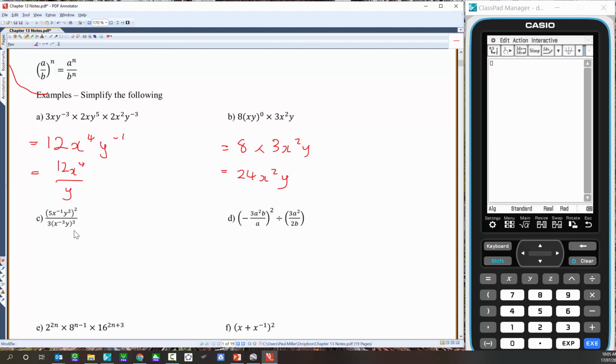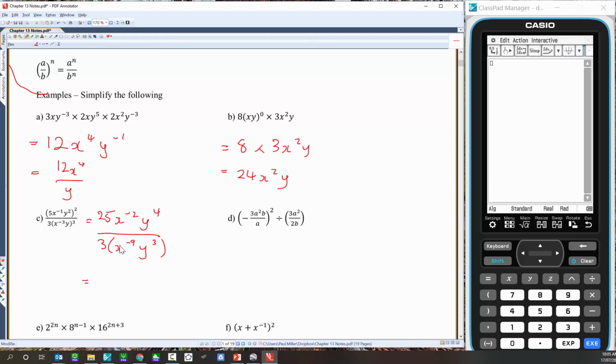All right, looking a little bit nasty here, this one, so let's just have a look at it. We've got all of this bracket here being raised to the 2, so that's going to be 25 x to the negative 2, y to the 4 over. Now this 3 doesn't get raised to the 3, so we leave it sitting out the front. We've got x to the negative 9 and y to the 3. Didn't really need brackets there.